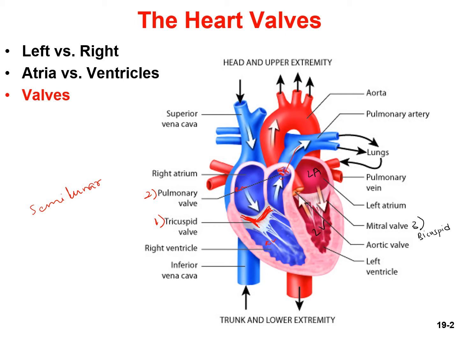And the last valve on the left side is the aortic valve. The aortic valve is at the entrance of the aorta from the left ventricle. When the heart is relaxed, this valve prevents backflow of blood from the aorta back into the left ventricle. All valves prevent backflow. The aortic valve is also a semilunar valve. So we have two semilunar valves, the aortic valve and the pulmonary valve.